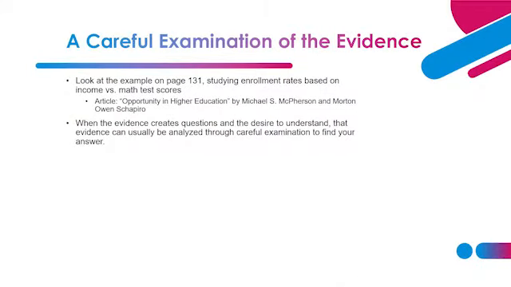Next part of this, careful examination of the evidence. We're going to be looking at another text example here. This is from an article titled Opportunity in Higher Education by Michael McPherson and Morton Owen Shapiro. We're going to take a look at this analysis of enrollment rates based on income versus math test scores. This is going to be an example of presenting evidence.